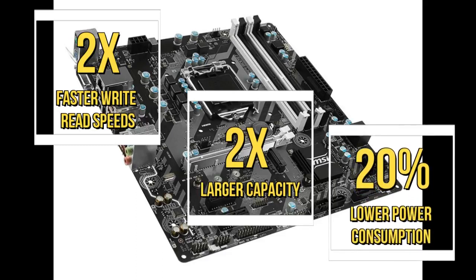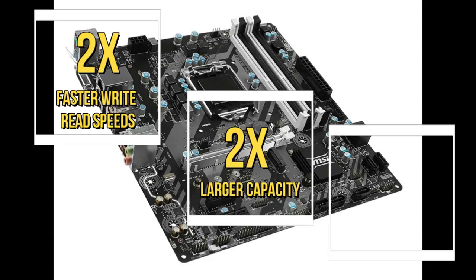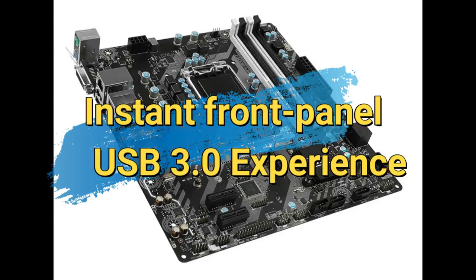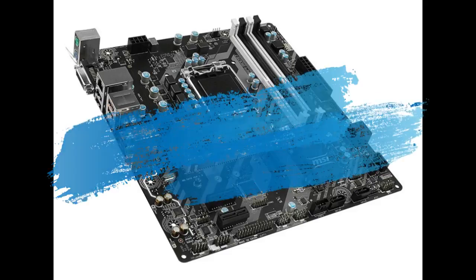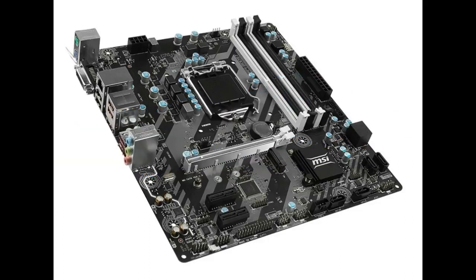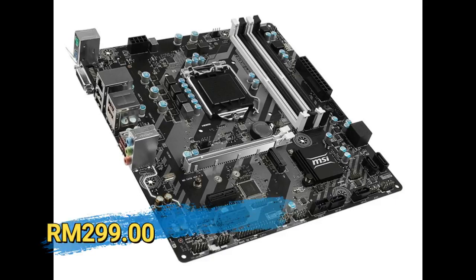But don't forget the ultra-fast transfer speed from the front panel USB 3.0 experience, which puts USB 3.0 right where you need it. There are 2 super speed ports on the front panel. Experience data transfer speeds up to 10 times faster than USB 2.0 with instant plug and play connectivity. So no more back-breaking contortions in the hunt for hard-to-reach rear ports. The Asus motherboard Intel S1151-H110M-D is RM299.